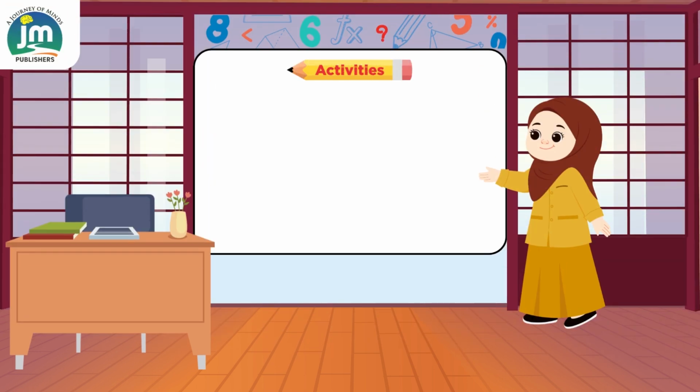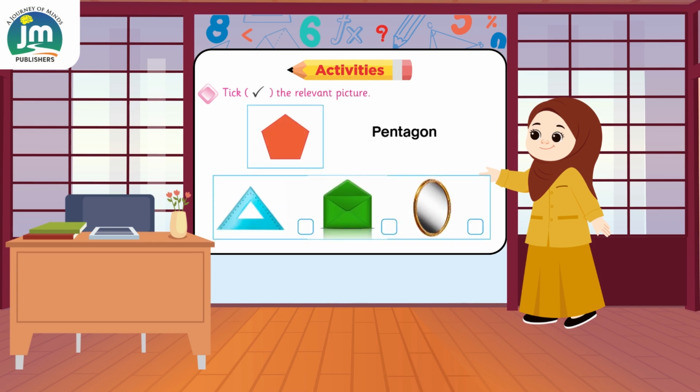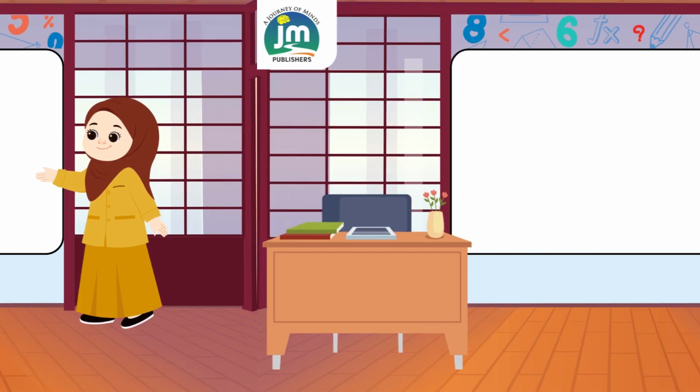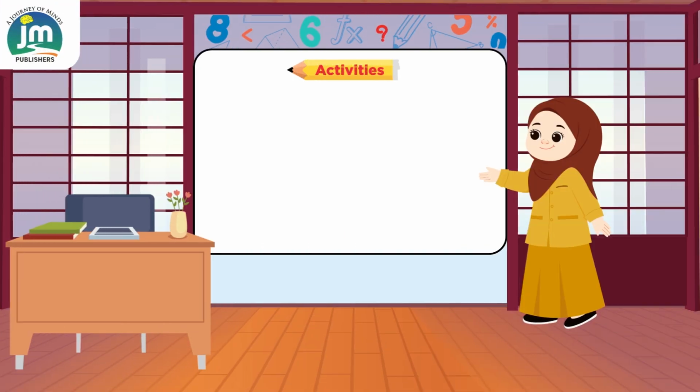Activity number 1. Pick the relevant pictures. Look at these pictures. Which picture is the pentagon? Yes, this one with 5 sides. Tick the pentagon pictures. Dear students, now let's see our activity number 2.